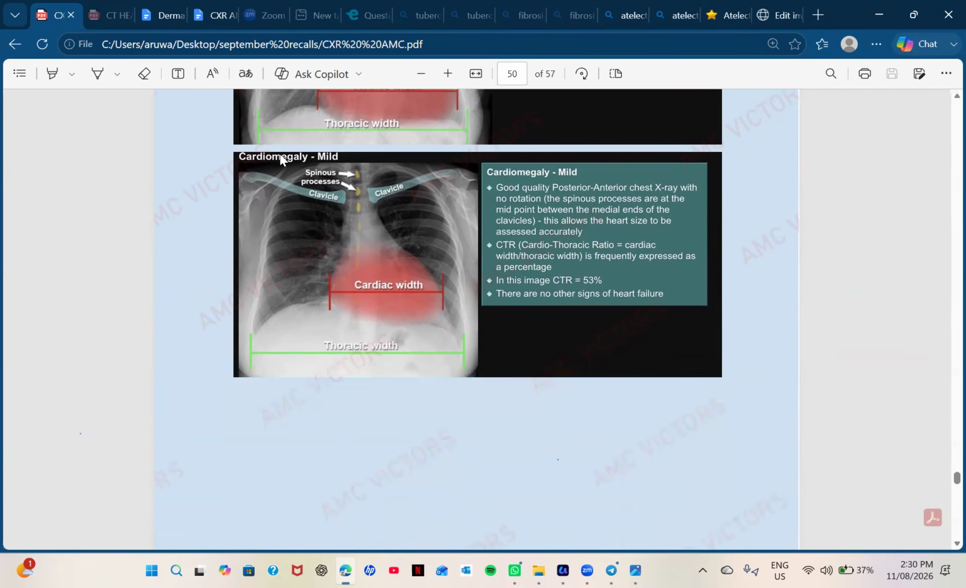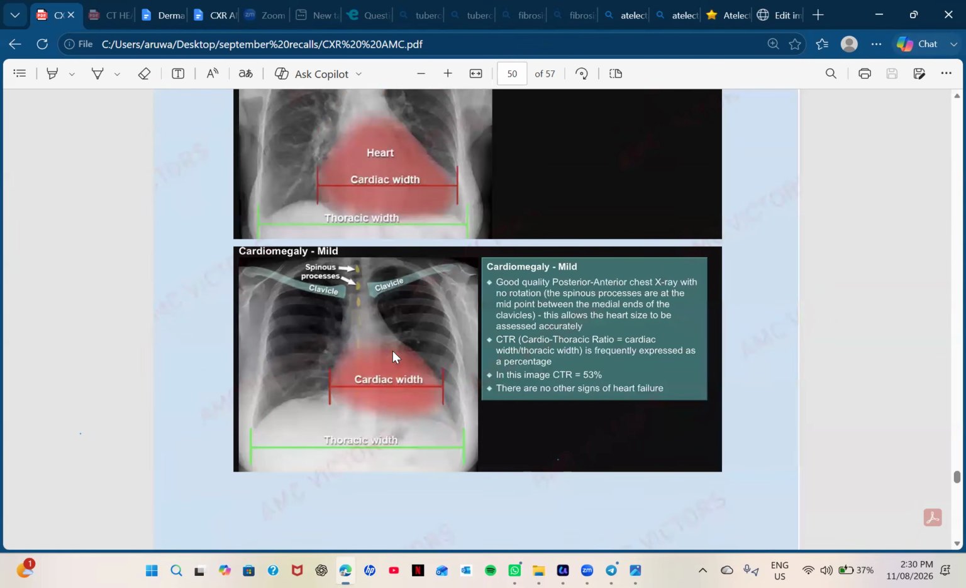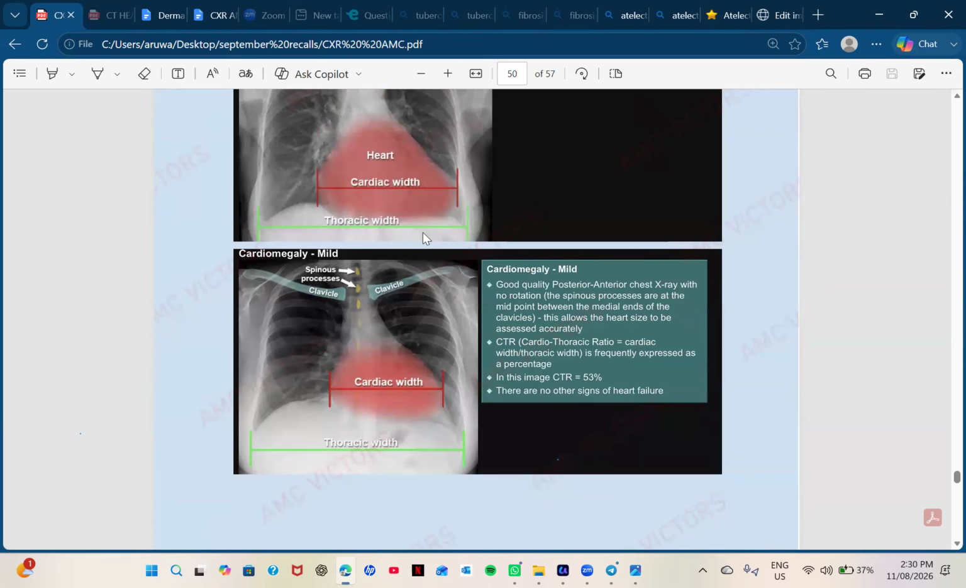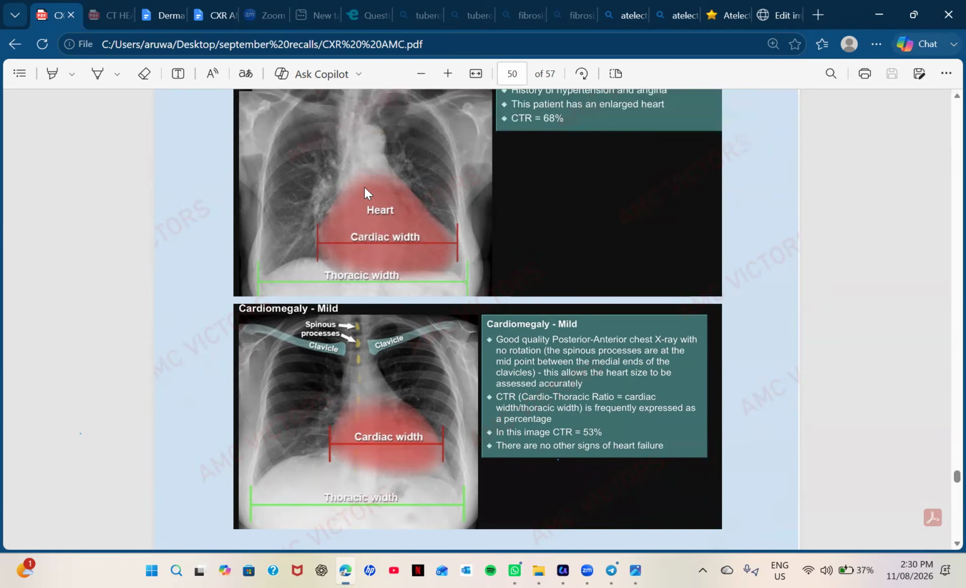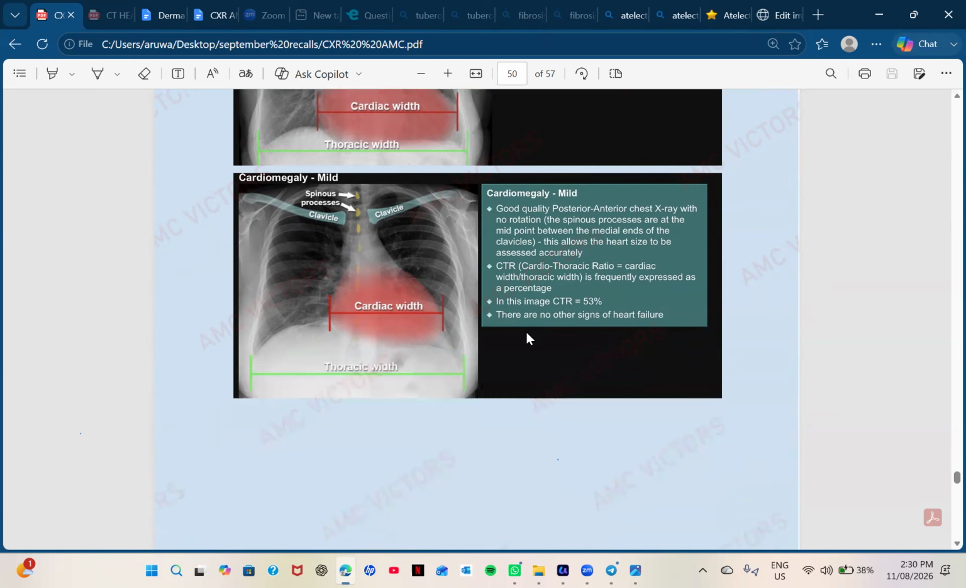And here, it's a mild case. Can you see the mild case? Compare the thoracic width and cardiac width. The cardiac width is reduced, right? But here it's almost more than 68. Here, can you see the C means the cardiac width, T means the thoracic width, R means the ratio. Okay, CTR more than 68. Here, it has increased to more than 50% of the thoracic width. But in here, it's like 53, around 50%, like half of this thoracic width, right?